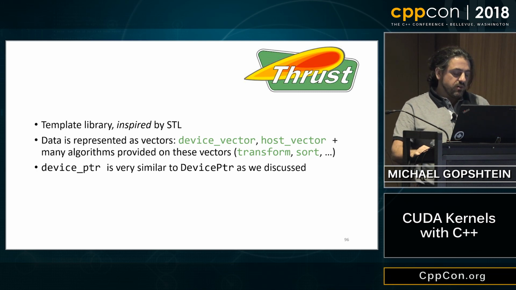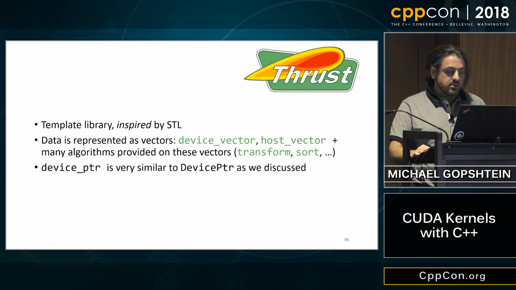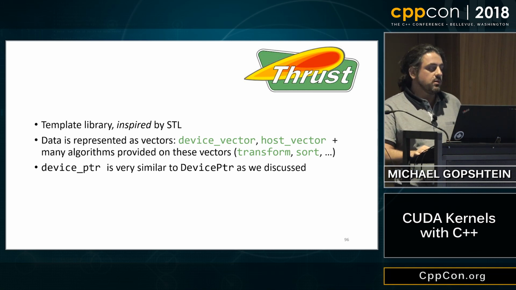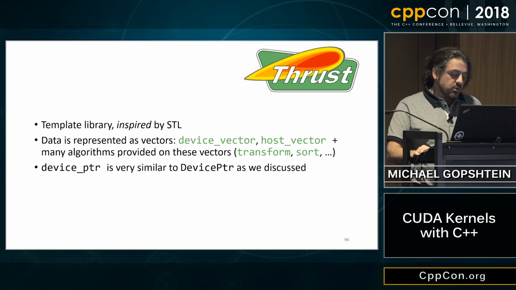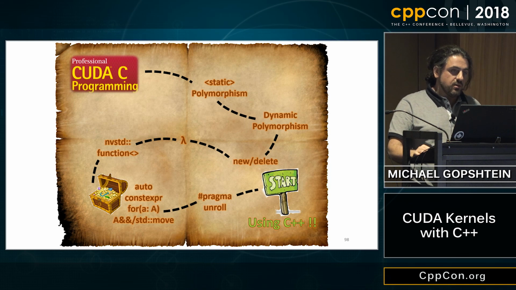It also has a device pointer class, which is very similar to the device pointer we discussed. But of course, it's much more complete, and you can just take it out of Thrust and start using it instead of the raw T pointers in the kernel code. Okay, so finally we reach start using C++ in the CUDA kernel code.